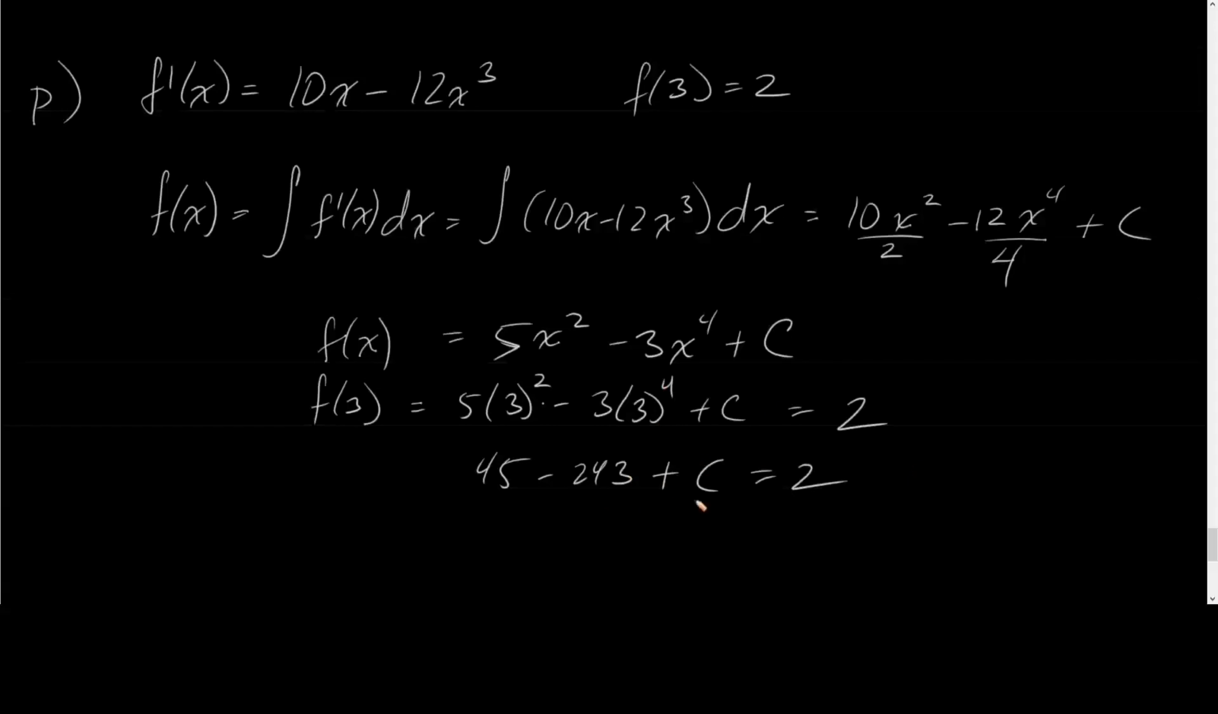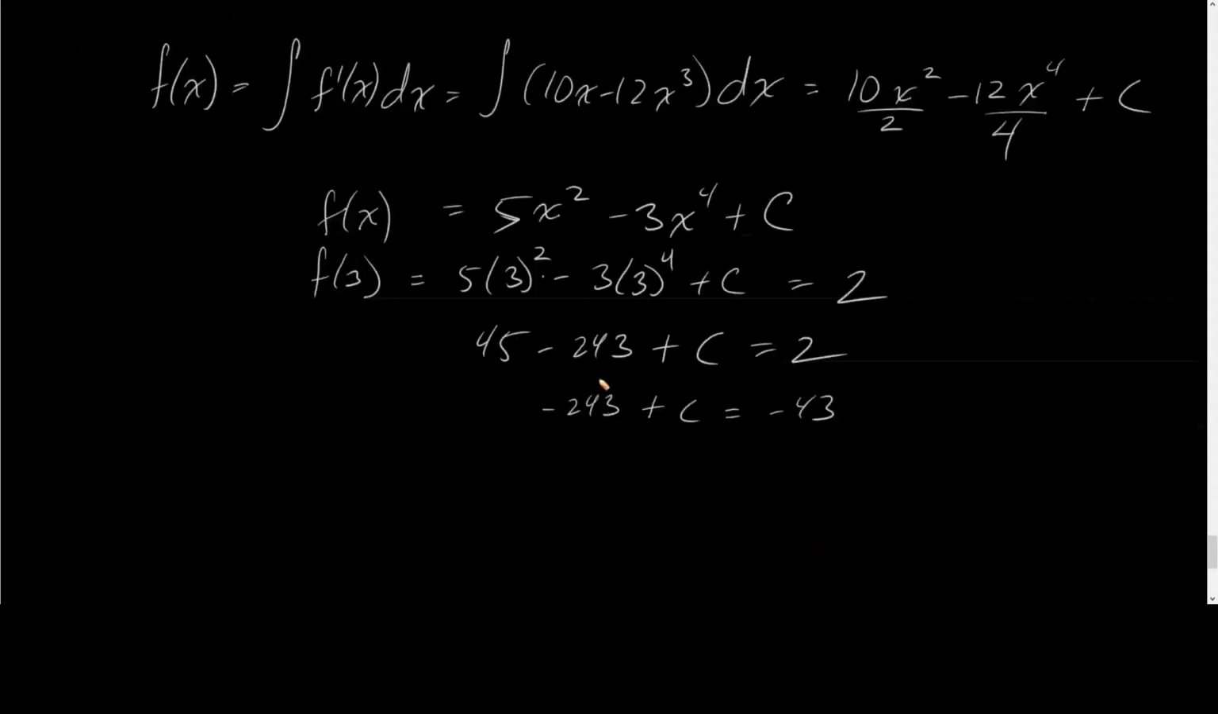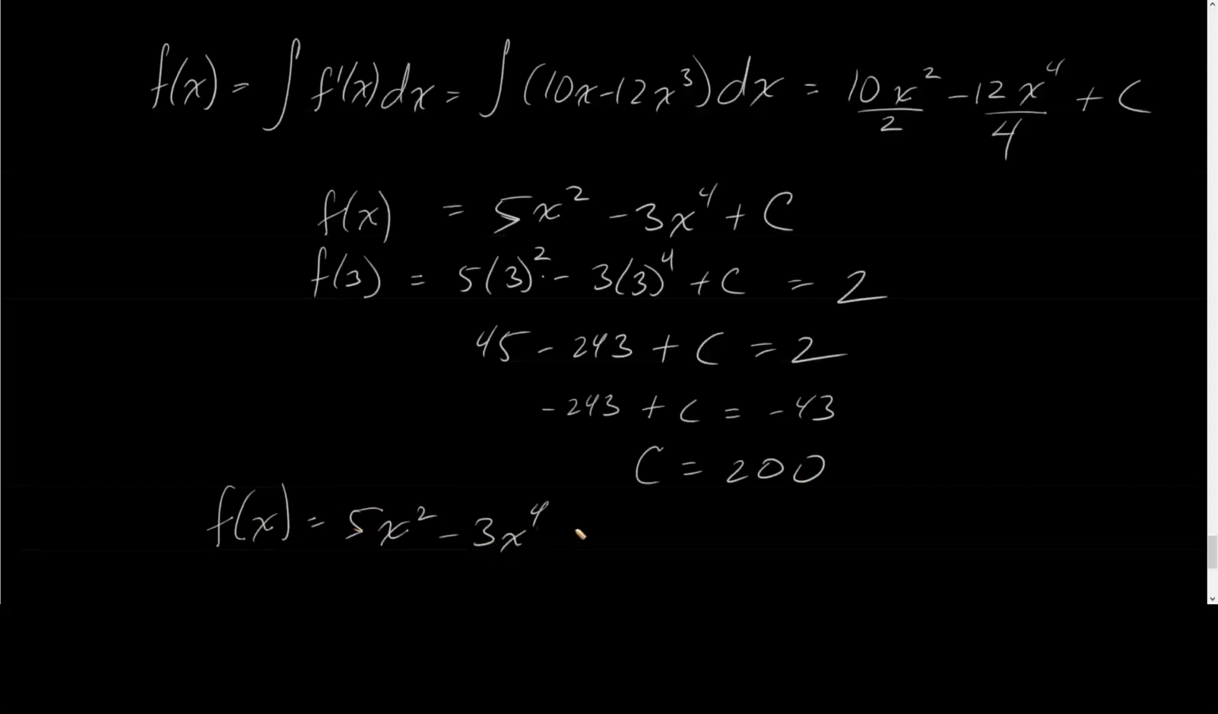So in here, if I subtract 45 from both sides, I end up with negative 243 plus c is equal to negative 43. I need to add now. Add the 243 to both sides, I end up with c is equal to 200, right? So what that tells me now is that the solution here is 5x squared minus 3x to the fourth plus 200. All right. Next one. So that was P, Q.